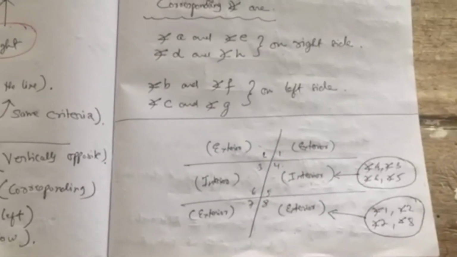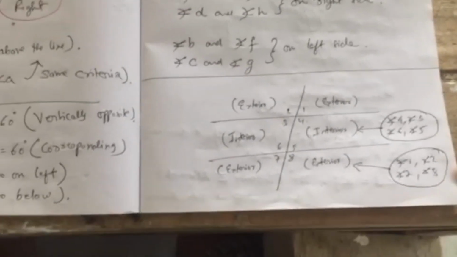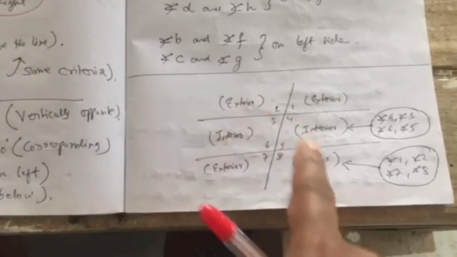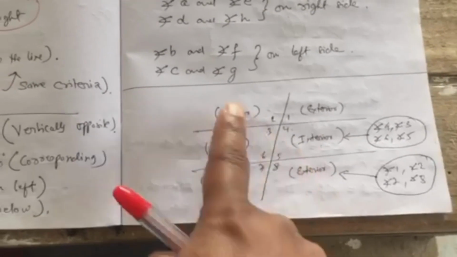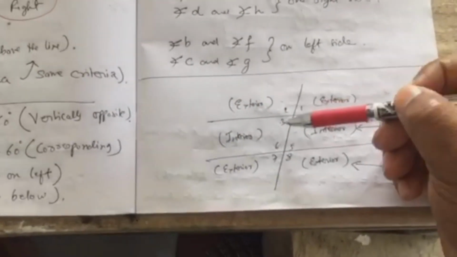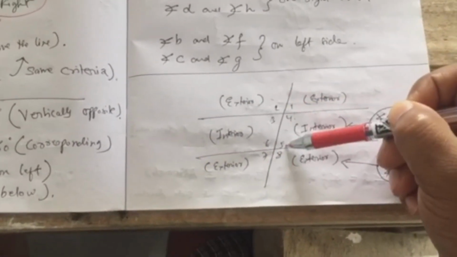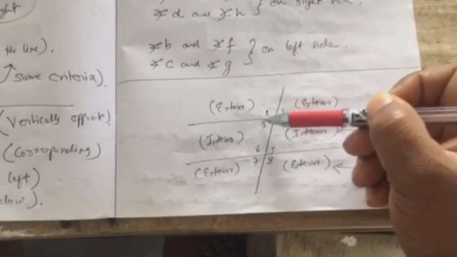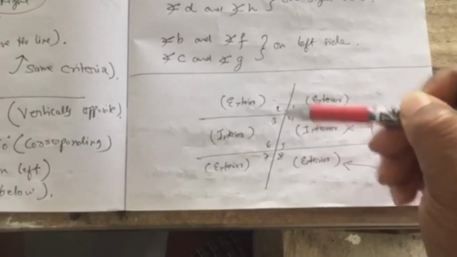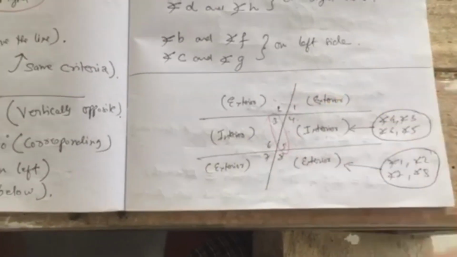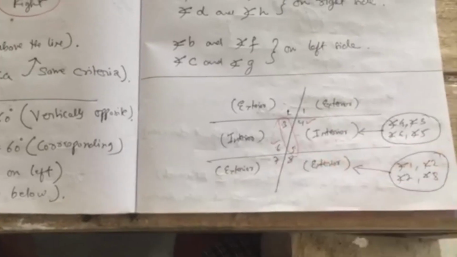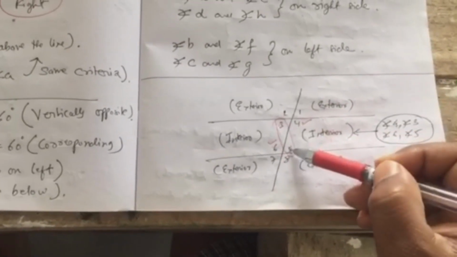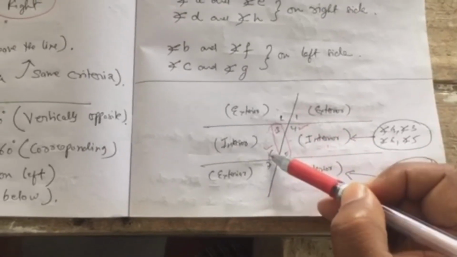Now, in order to find the interior alternate, you have to focus only on the interior part. Interior alternate will be on the adjacent side, on the crisscross side. Like angle 3 and angle 5 are interior alternate. 3 is on the left hand side, 5 is on the right hand side. 3 is below the line, 5 is above the line. So this criteria matches here. In the same way angle 4 and angle 6 are also interior alternate.